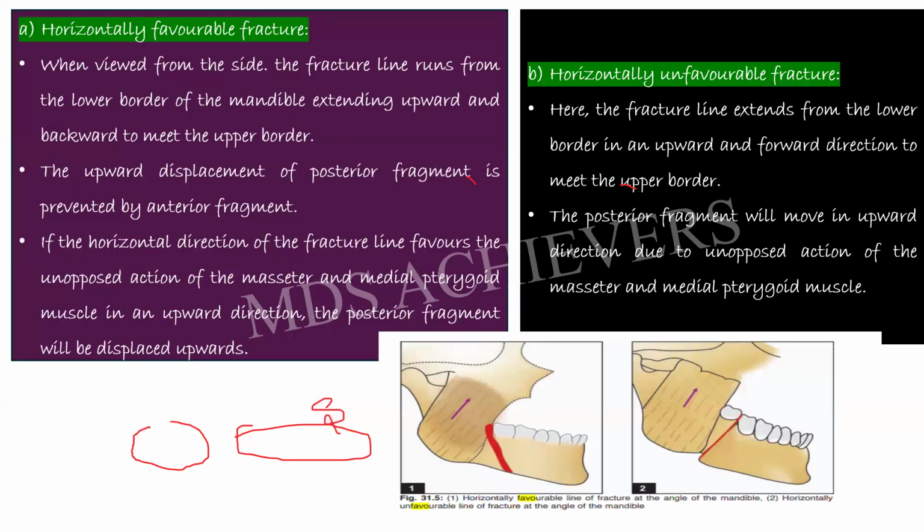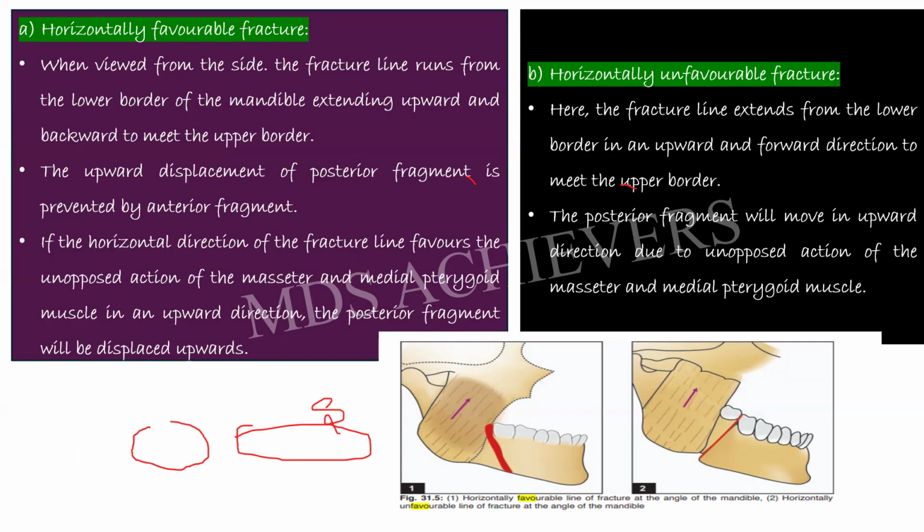Coming to the horizontally favorable fracture, when viewed from the side, the fracture line runs from the lower border of the mandible, extending upward and backward to meet the upper border. You can see in the images that it runs in the upward and backward direction. Whereas an unfavorable one is going to be in the downward and forward direction. The backward one is going to have very good healing because the muscle pull is going to bring the fragmented segments together.